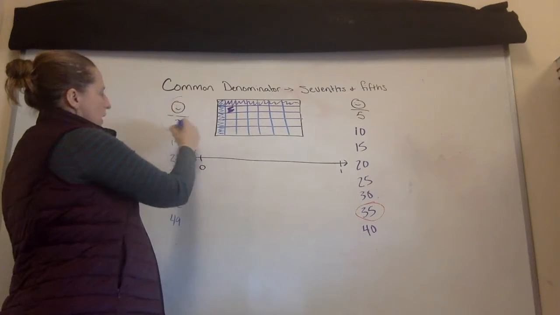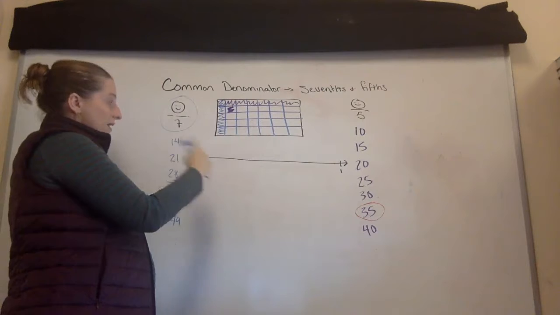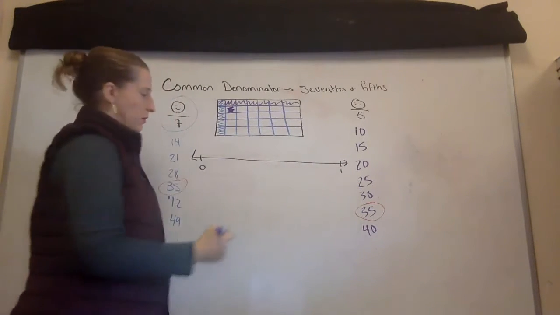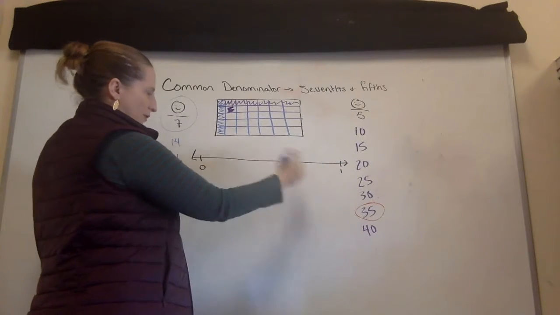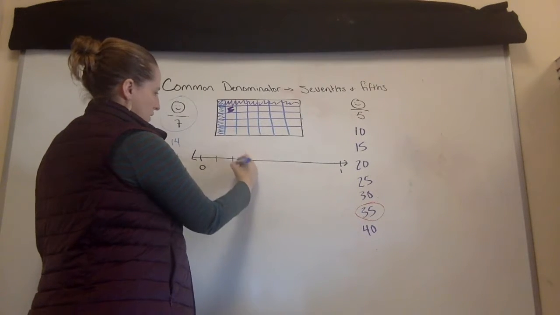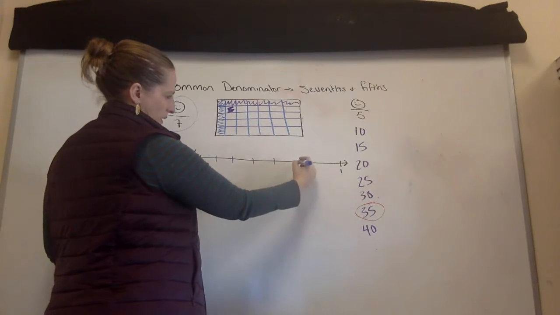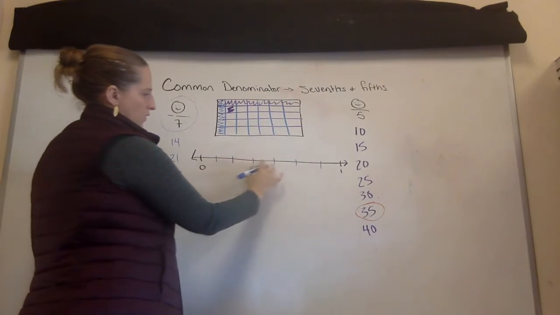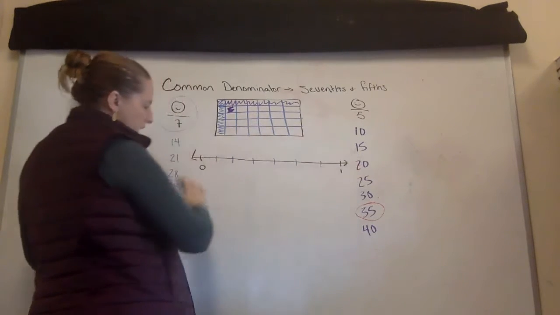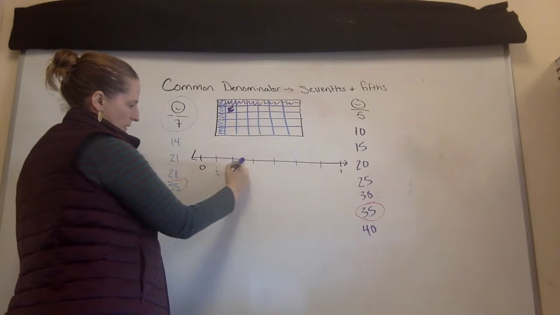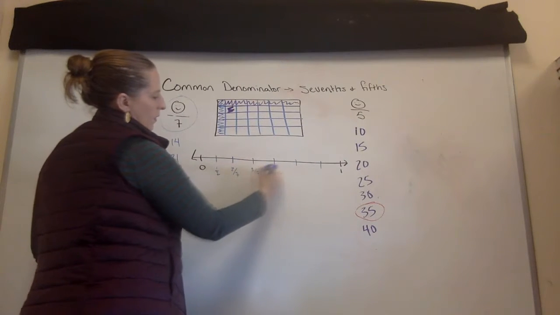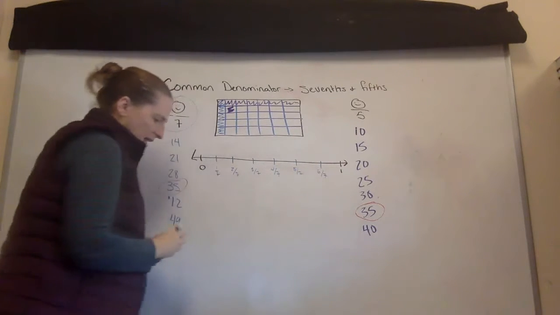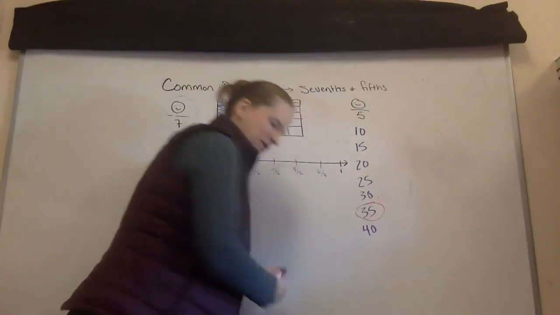I can start by showing 7ths. Again, I know that 7ths mean I'm taking this interval from 0 to 1 and splitting it into 7 equal pieces. So I'm going to try and do that freehand here. And there's a 7th, 2 7ths, 3 7ths, 4 7ths, 5 7ths, 6 7ths, 7 7ths. So notice I have 1, 2, 3, 4, 5, 6, 7. These little blue markers show my 7ths.